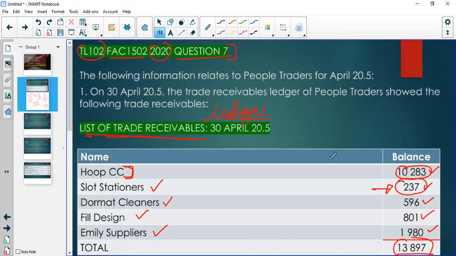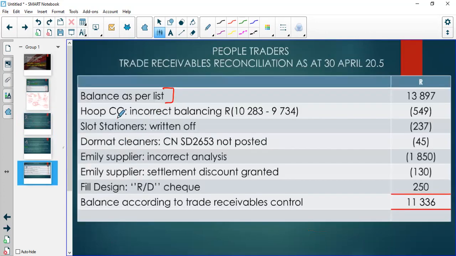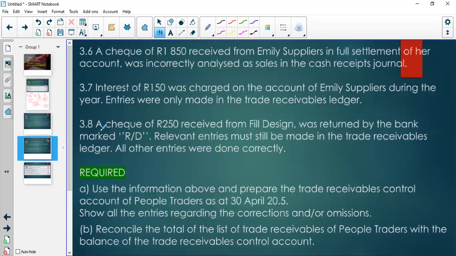So we have 10283, all right, which we have. And then the additional information shows that the amount should be 9734. So I'm going to say less 9734. Then I see that there's an excess of 549, which I have to subtract. All right. So I'm going to say hope incorrect balancing. Then that is said to be subtracted. All right. Then that slot stationers is going to be written off. It reduces what these guys owe. Right. It's in brackets. Then we have that doormat.